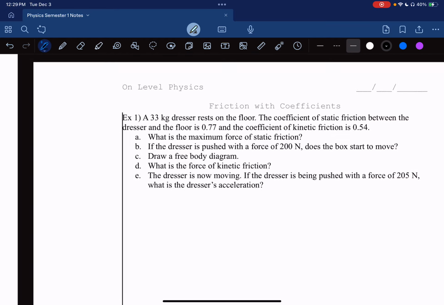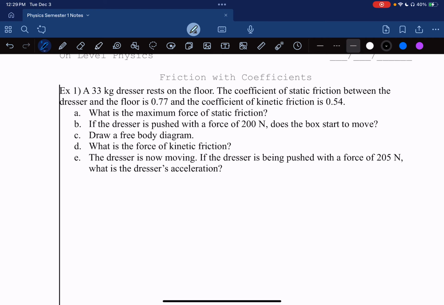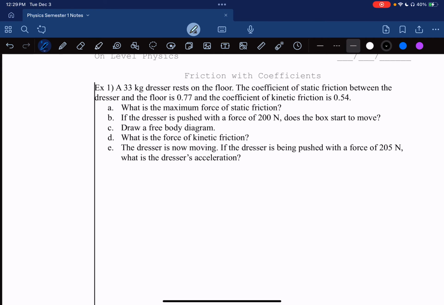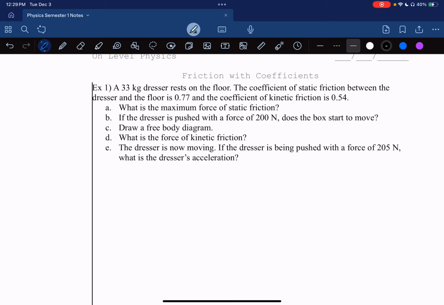As usual, doing an example really gives us more sense than just defining everything. So we have a 33 kilogram dresser. It's at rest on the floor. The coefficient of static friction is 0.77, and the coefficient of kinetic friction is 0.54. And we might as well write that the mass is 33 kilograms.